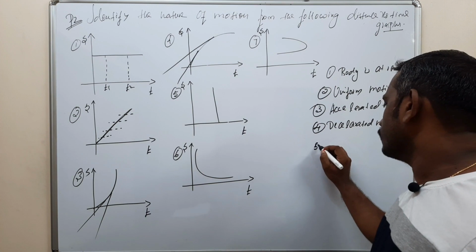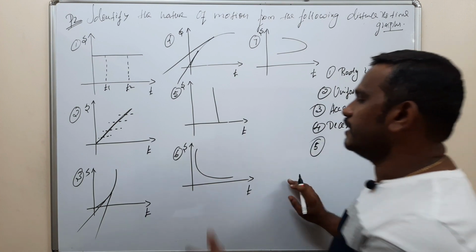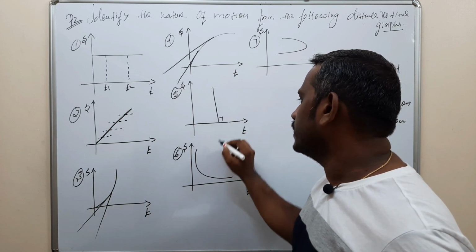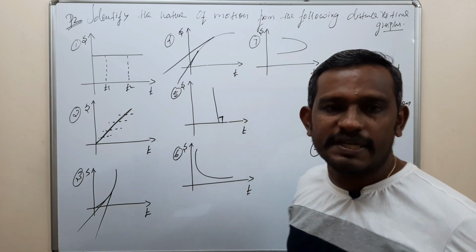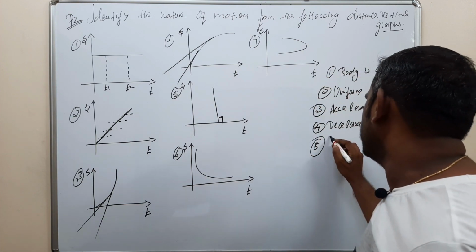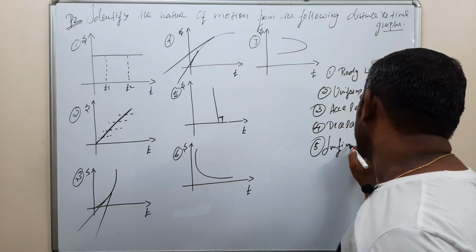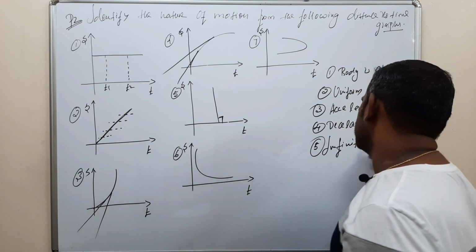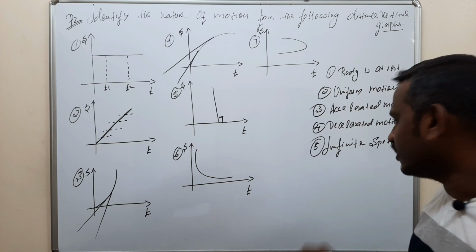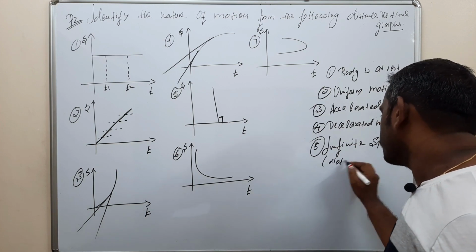So the fifth one is a vertical line. The slope of this line is 90 degrees, so tan 90 is infinity. That is infinite speed. This graph represents infinite speed of the body. Okay, it is not possible.